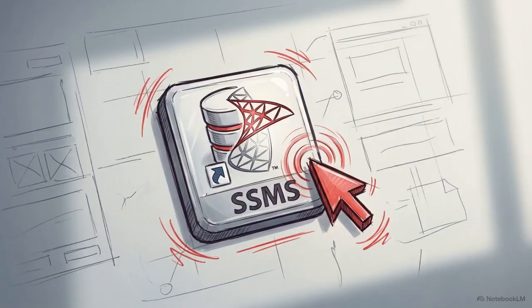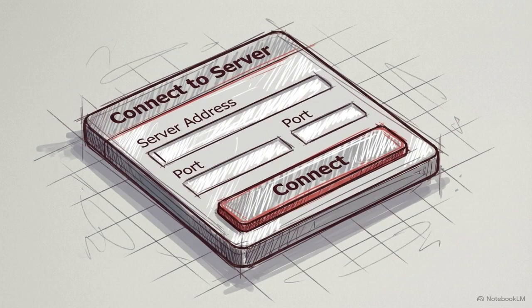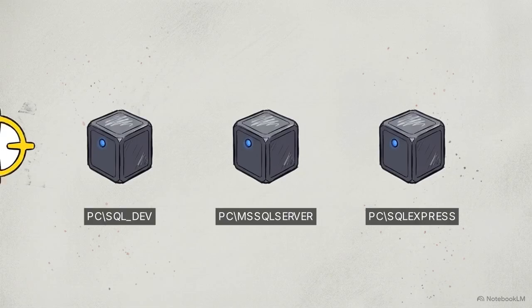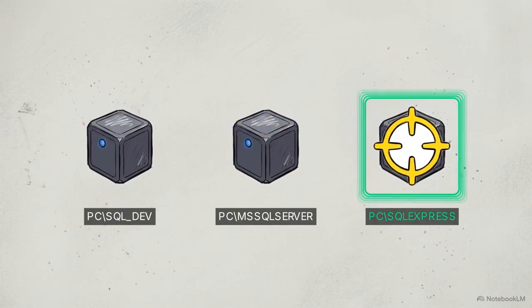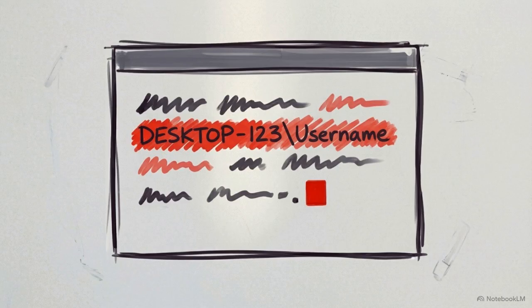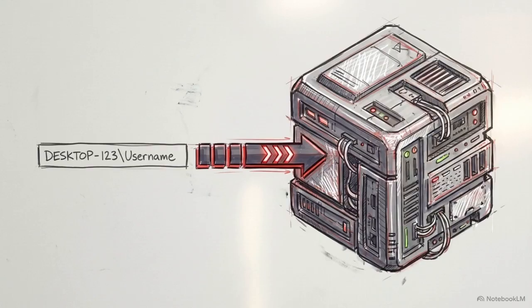Our next step is to link the SSMS client to the server engine. Open SSMS and a Connect to Server window will appear. The most common connection error happens here, at the server name field. SSMS needs to know exactly which local instance to target. If the field is empty, open your Windows command prompt, type "whoami" and press Enter. This returns your specific PC name and user account. Typing this exact string into the SSMS server name box will bridge the gap.